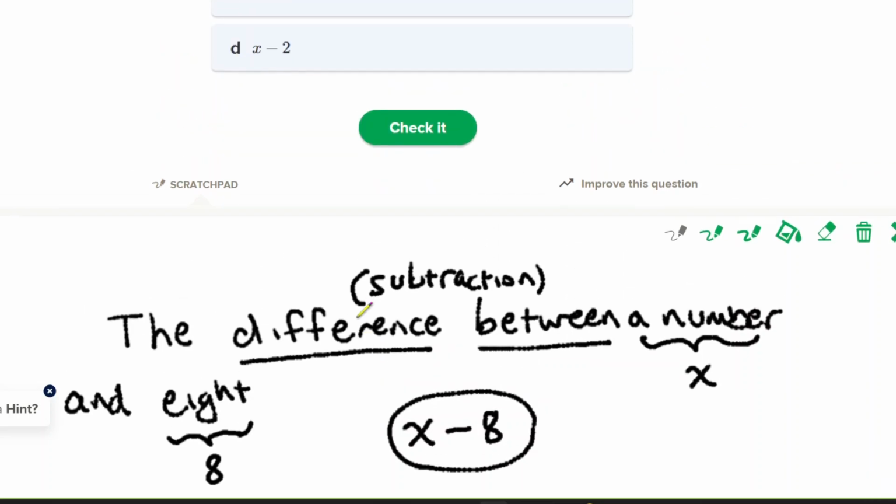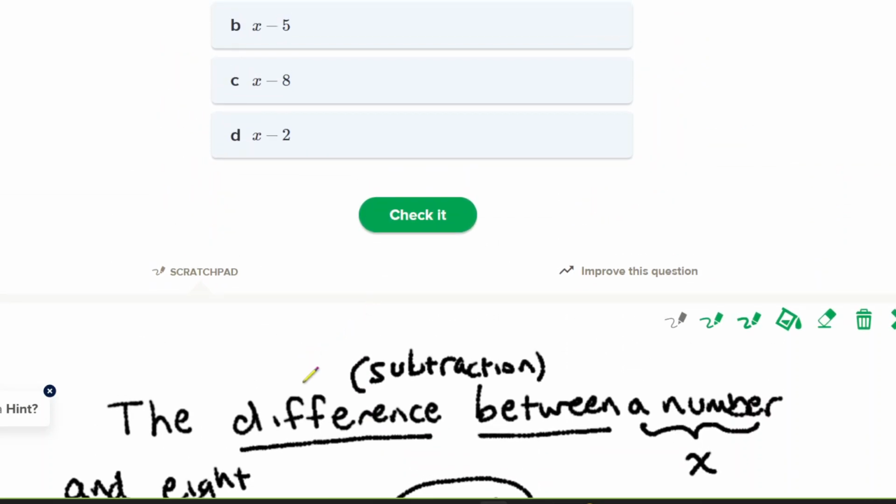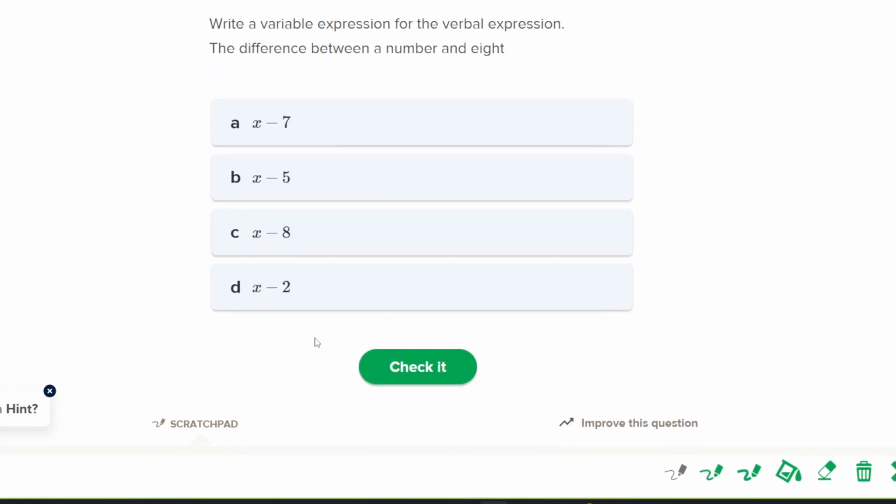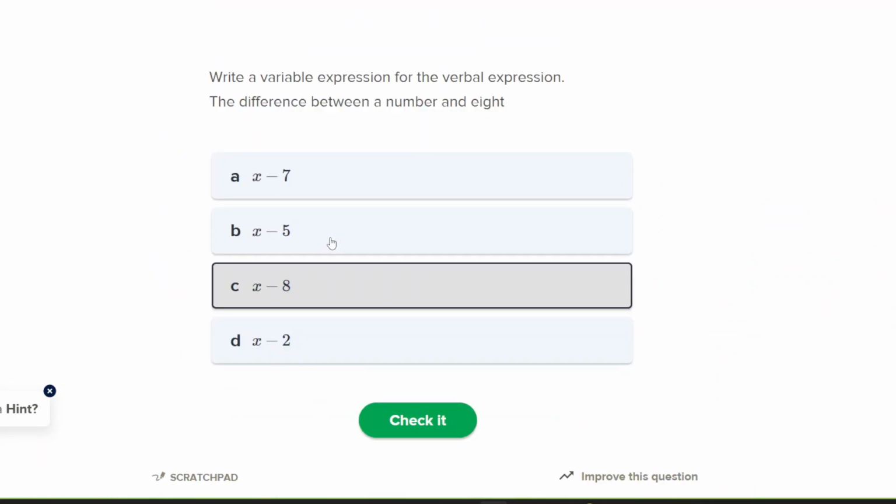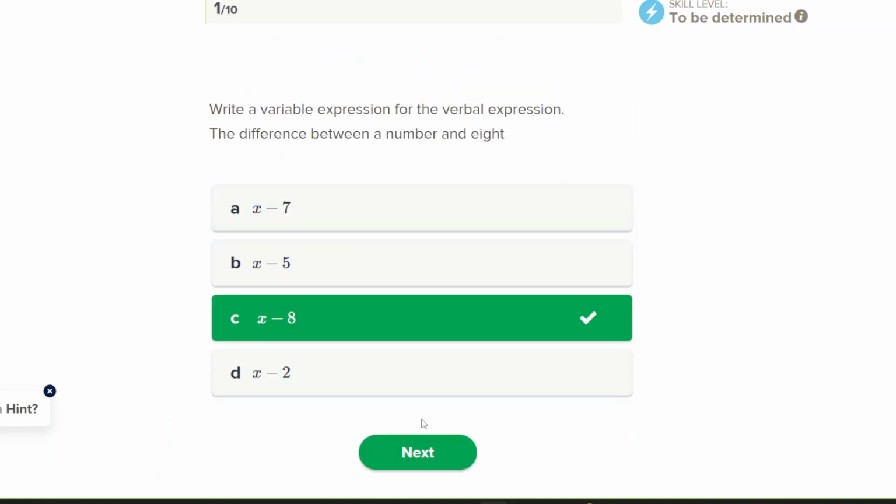Very simple. I apologize for the pen tool issue a minute ago. So of these choices, that looks like choice C. Check it out. Great. All right, so next example.